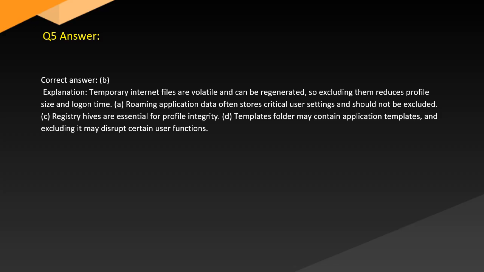Answer. Correct answer: B. Explanation. Temporary Internet files are volatile and can be regenerated, so excluding them reduces profile size and logon time. A. Roaming application data often stores critical user settings and should not be excluded. C. Registry hives are essential for profile integrity. D. The Templates folder may contain application templates, and excluding it may disrupt certain user functions.